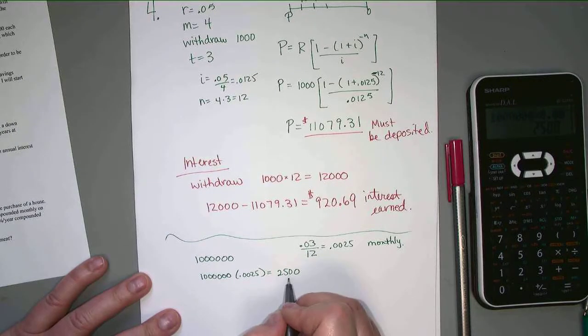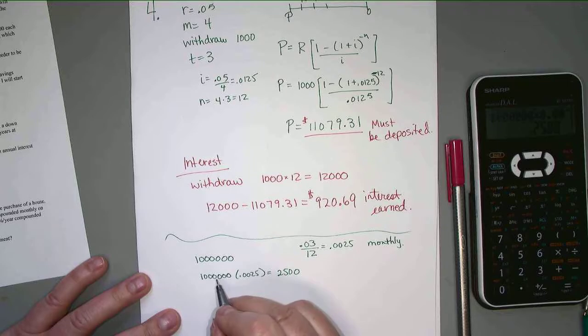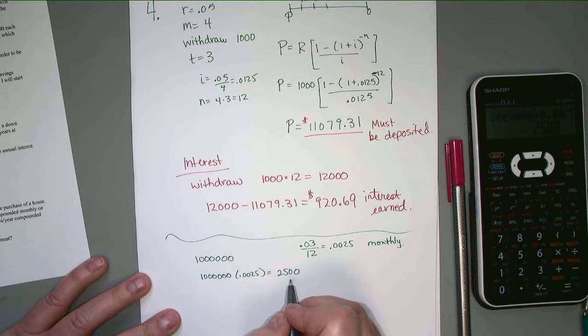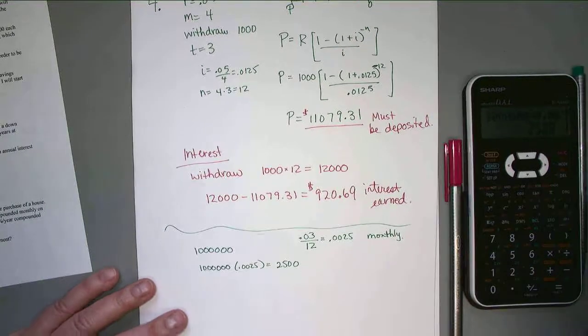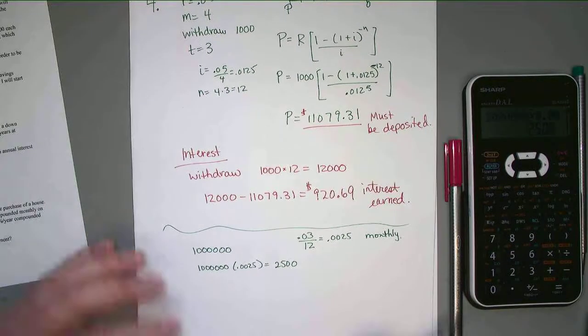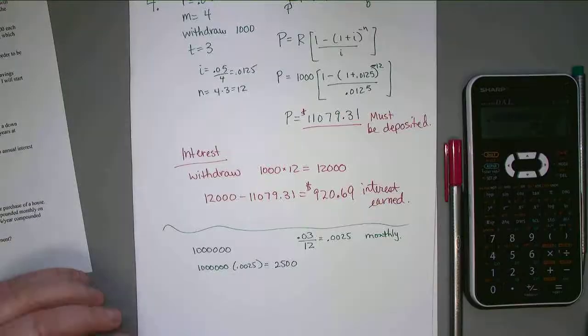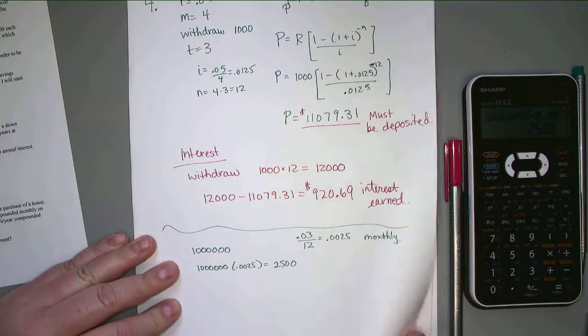And if you only withdrew that and nothing more, then it would stay at $1 million, and every month you could withdraw $2,500. Now, if you started withdrawing more, then it would start going down, and eventually it would go to zero because you're withdrawing more than the interest. So that's just an interesting question. If you live on the interest of some amount, then your account just always stays the same, and you'll always have that money.